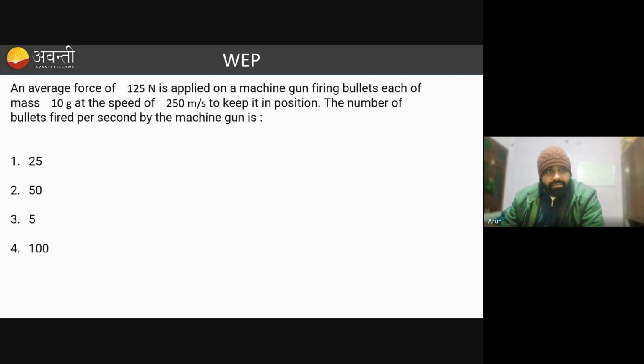Now, an average force of 125 Newton is applied on a machine gun, firing bullets each of mass 10 gram at the speed of 250 meter per second to keep it in position. The number of bullets fired per second by the machine gun is... Okay. So I will discuss the concept first here. Then I will tell you the simple formula that you can apply to solve these types of questions.